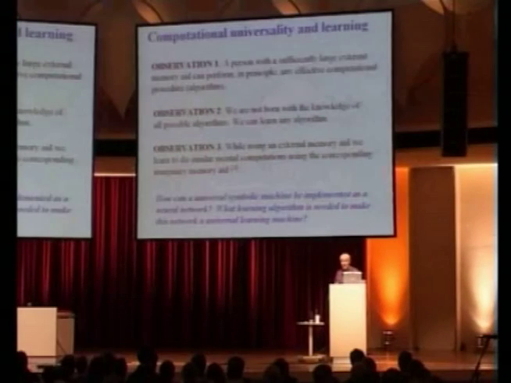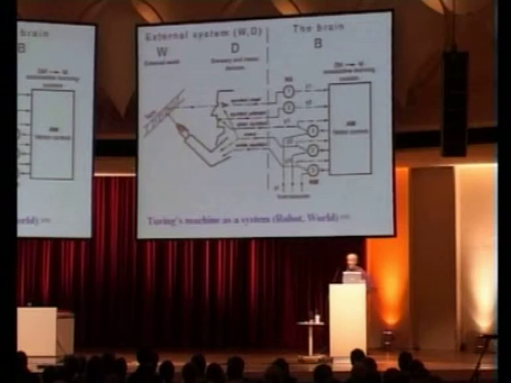This was a little boring maybe, but let's make this observation. A person with a sufficiently large external memory aid can perform in principle any computational procedure. That's how Alan Turing invented his machine. He assumed that no system can calculate more than a person with a big memory. And then he decided to reduce this machine to the simplest possible form without losing the ability to compute what a person computes.